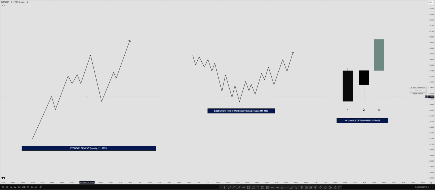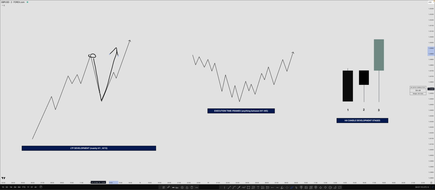So what we have here on the left is lower time frame development. That's usually anything between 4 hours and 15 minutes, but most commonly it's either 1 hour or 15 minutes. Now what we have here is a simple clear order flow, and our main focus goes to this specific development from this point to this point to this point right here.